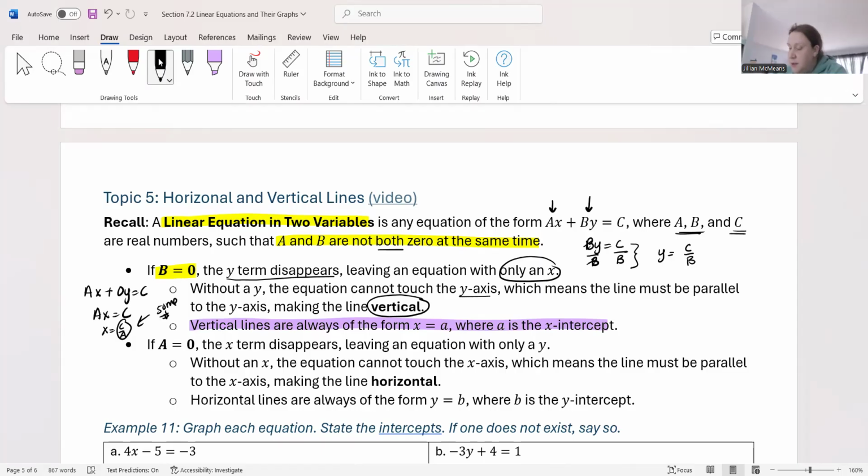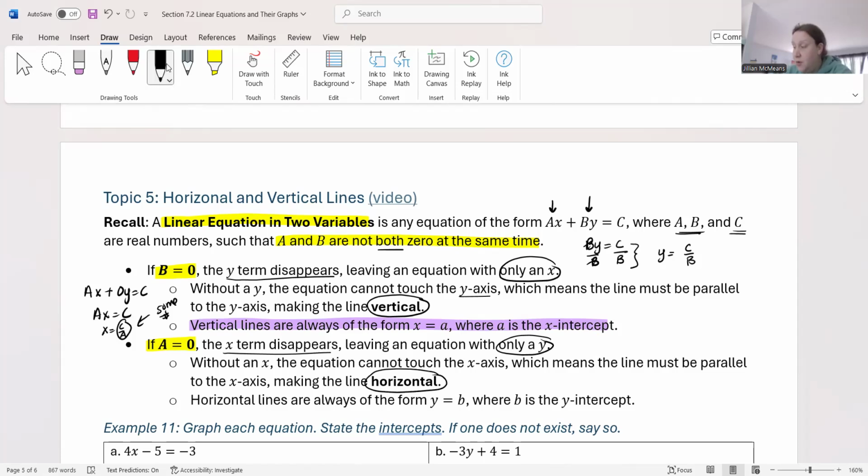When y equals some number, that means a had to be 0. When a is 0, the x term disappears, leaving an equation with only a y. Without an x, the equation cannot touch the x-axis, but it still has to touch the y-axis because it has a y. So if we can't touch the x-axis, we have to be parallel to it, which makes us horizontal.